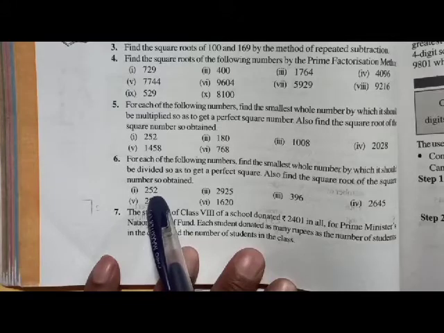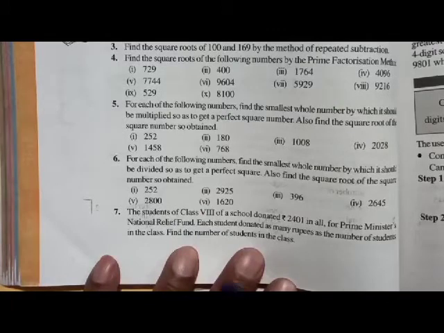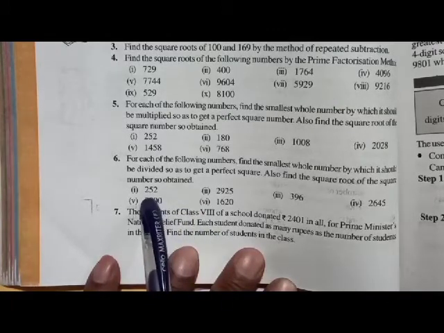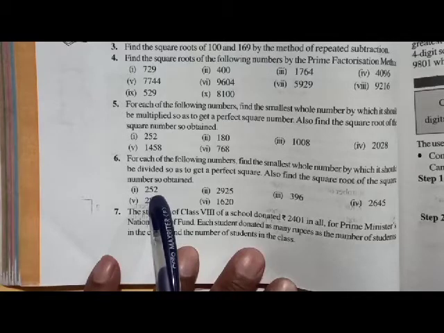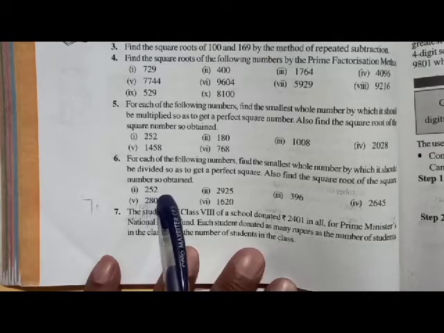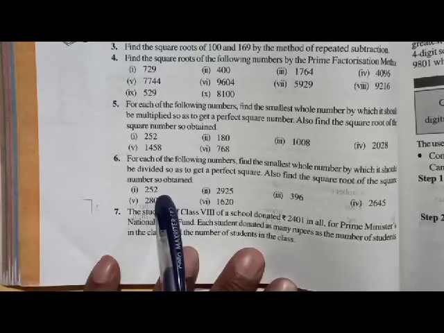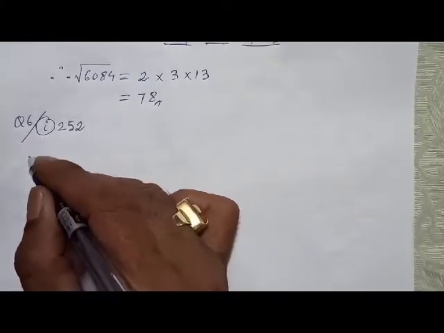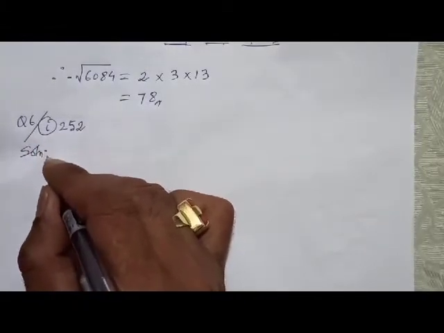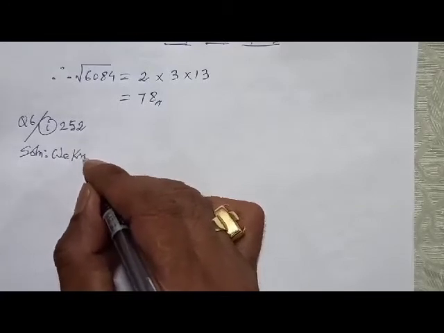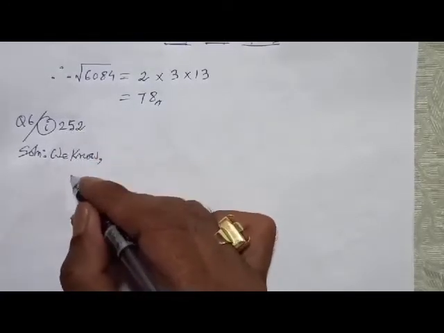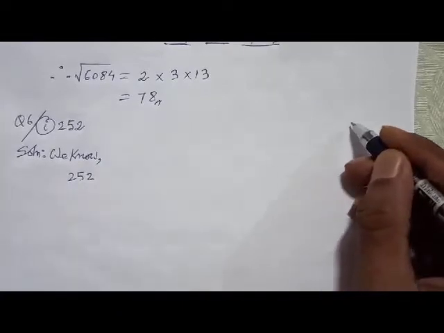So to find out the number, first we have to find the factors of 252. Then after getting the prime factors, we have to group into pairs of equal factors. Then we have to find the prime number which is unpaired. Question number 6, Roman number 1. Now solution. We know, write down 252. Let's find out its factor.